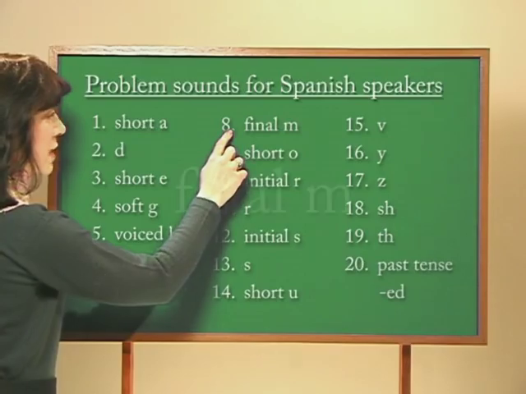The final M sound. The M sound is made by tightly closing the mouth. The teeth, gently biting down on the lips, are not shown. The tongue is in the middle of the mouth.